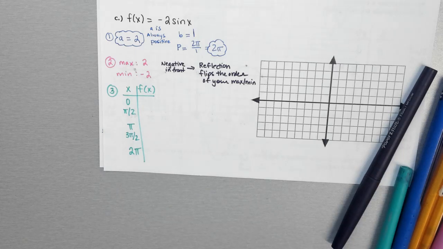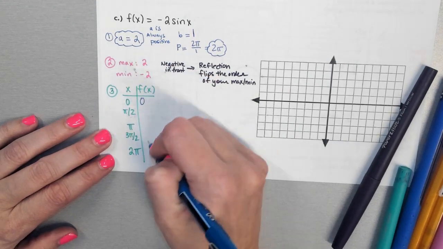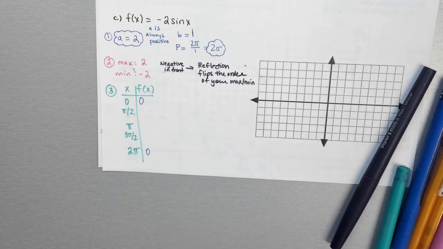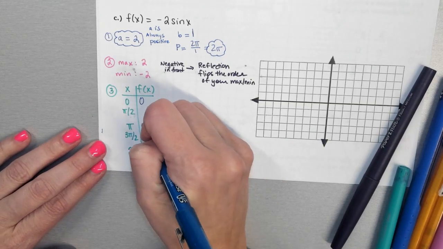Alright, so I want you to think about the sine value at 0. What's the sine value at 0? Yes, the sine value at 0 is 0. Great. So if we start at 0, I know that my last point is 0 as well. So we start with 0, we end with 0. The middle is also going to be 0.